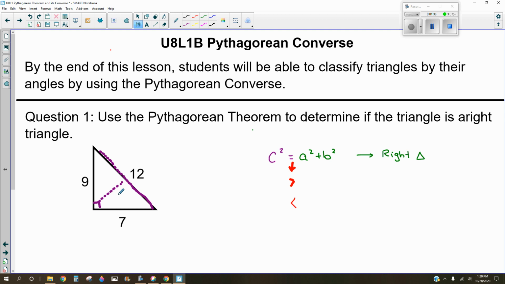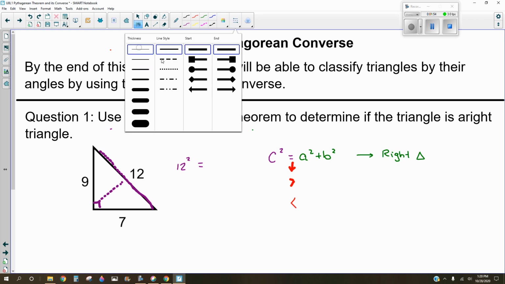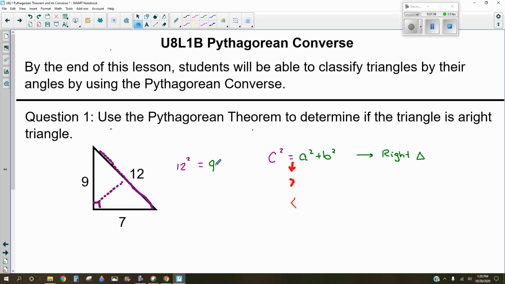So if we looked at this example here and we set it up, this would be C, because the hypotenuse is always C. So we'd have 12 squared equals, and then that means the other ones must be A and B, 9 squared plus 7 squared. This is 81. This is 49. So this comes out to be 130 if I add all that together.